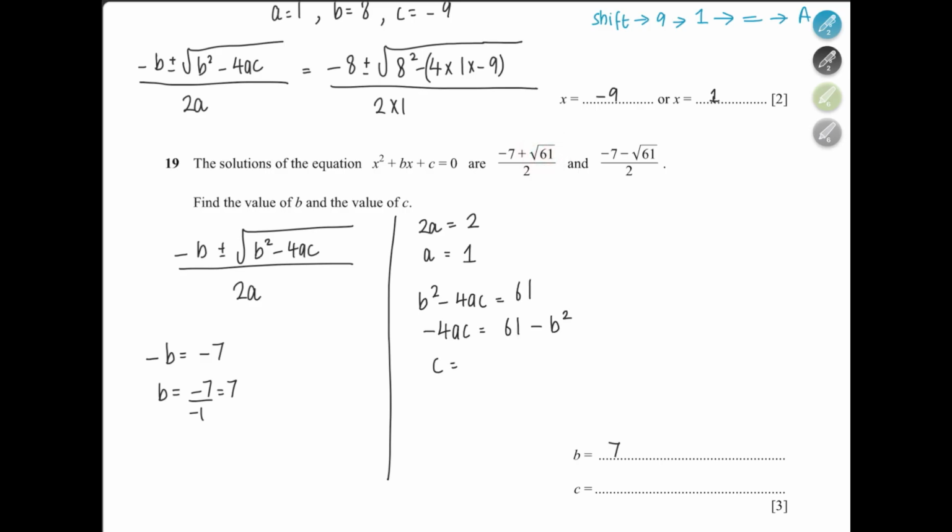C is going to be 61 minus b squared divided by -4a. So we can substitute the values now. C equals 61 minus, what is b? B is 7. 7 squared divided by -4 into a, which is 1. Let's find this out, and the answer is going to be -3.